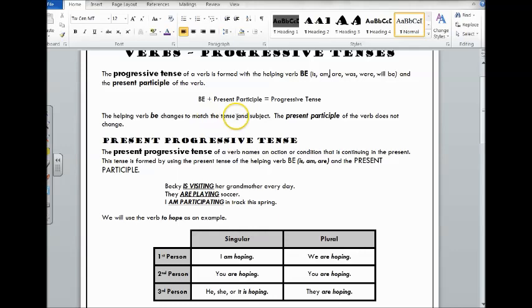So we change be to match the tense, as I said, present, past, or future, as well as the subject. So our present tense forms of be are is, am, and are. Which one you use depends on your subject. They're all present tense. They would all be paired with the present participle to make present progressive. Was and were are your past tense forms. Again, which one you would use depends on your subject, but either one, when paired with the present participle, will make past progressive. And then future tense is just will be, so you'd use that with any subject with the present participle making future progressive.